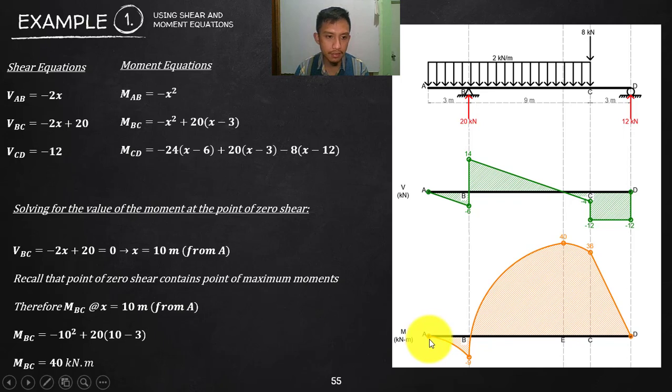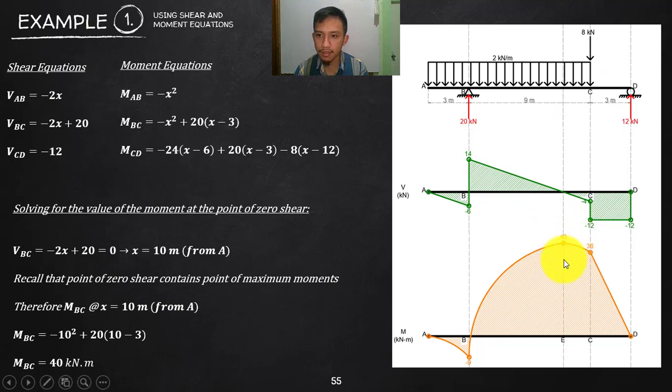0 at A. So need to establish that one. At x equals 0, in here is 0. At x equals 3, that is -9. Okay, you have here your -9. And then again, we establish that as the maximum. And then substituting here to get your moment at C.